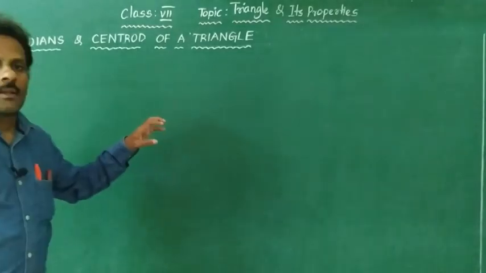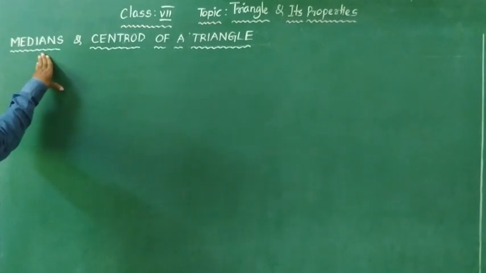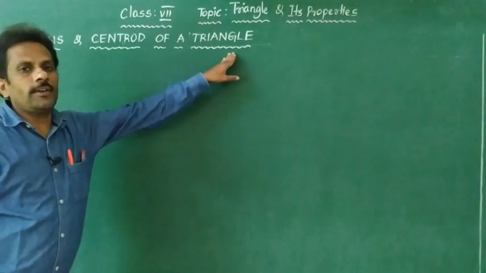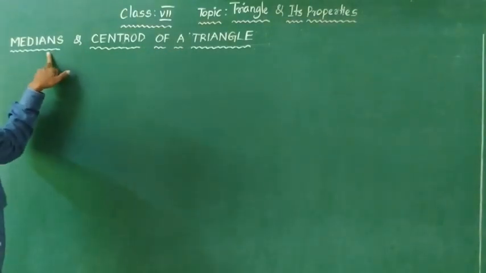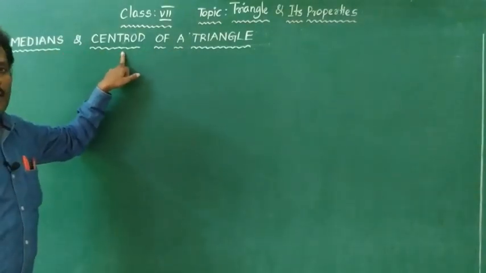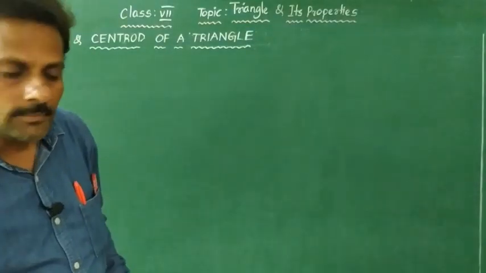Okay children, now the concept is medians and centroid of a triangle. For a triangle, what is called a median and what is called centroid, now you are going to learn.